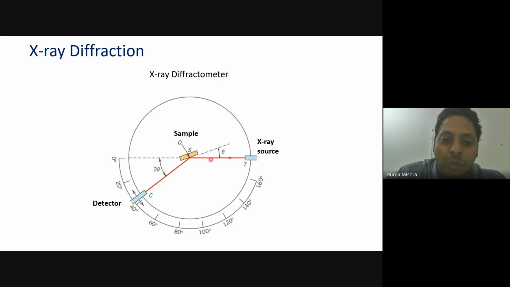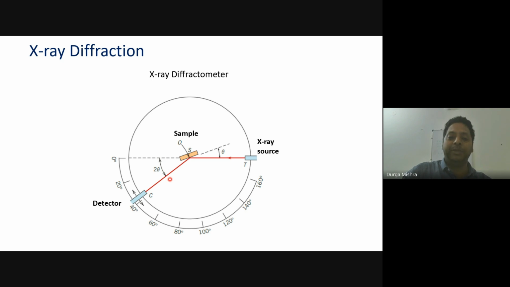But if I look at the angle the detector is making with respect to the incident direction, that angle is 2 theta. This just comes from geometry. This is one line and this is another line. I know this angle is theta, and I know this angle is theta. So if you draw the two lines, I cannot draw it here, but you will easily see this angle should be 2 theta.